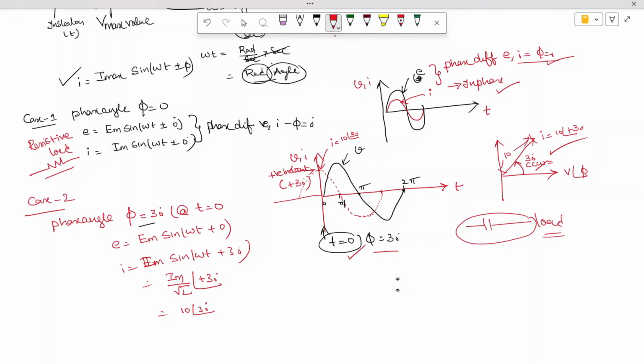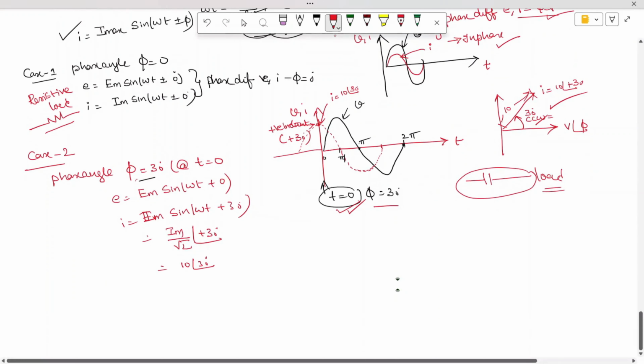Just understand, if the phase angle is positive, it means that at t equal to 0, the instant of touching should be a positive instant. Then I can say that it has a positive angle, and this is valid in the case of a capacitor. So that is case 2. Now let us see case 3, the case of an inductive nature.